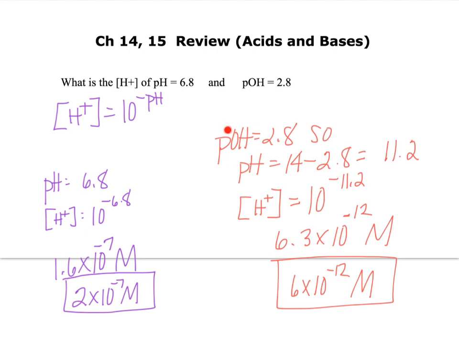The second one is when we have a pOH of 2.8. We can't go directly to it, so we have to subtract that from the 14. And then we get a pH of 11.2. So now we can raise 10 to the negative 11.2, and we get 6.3 times 10 to the negative 12 molar. Again, we have one decimal point, so we need one significant figure in our answer. So the correct way to write that would be 6 times 10 to the negative 12. And again, it's a concentration, so we need to put that molarity on it.